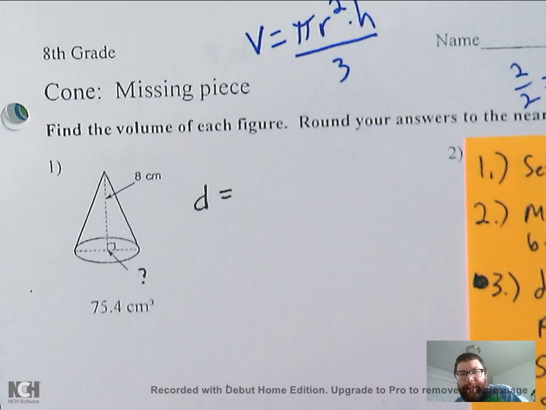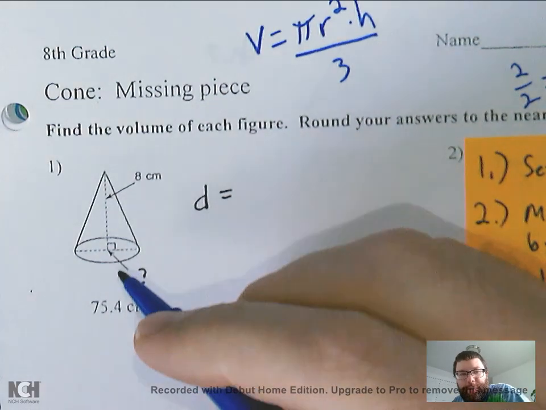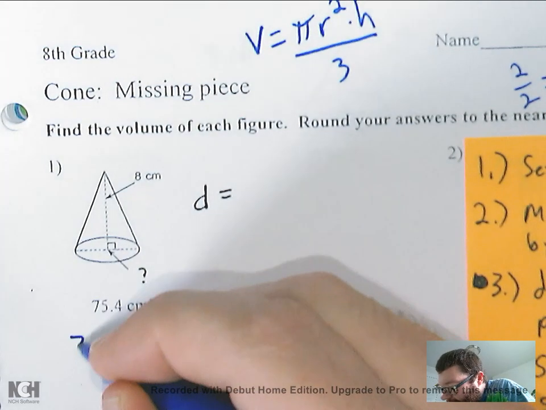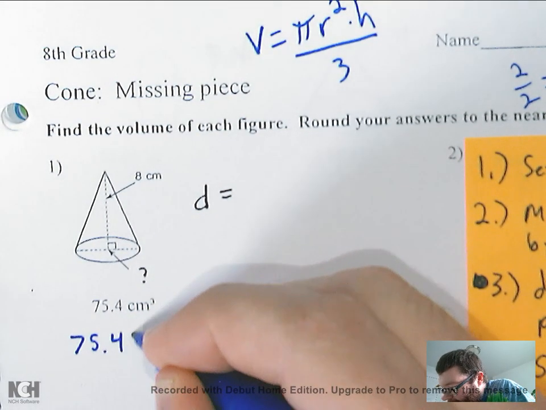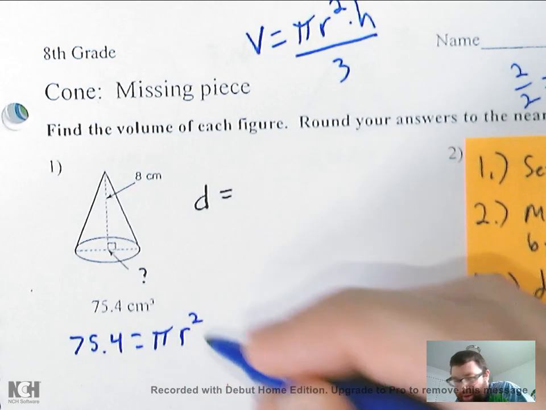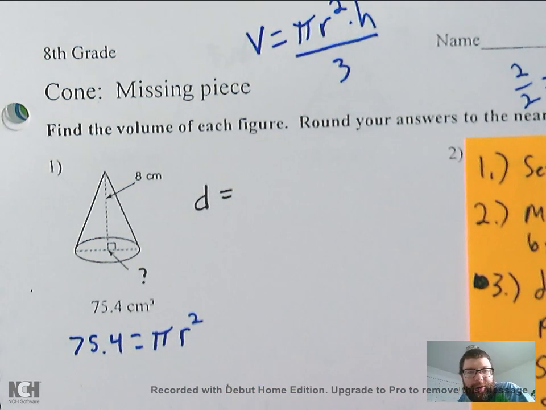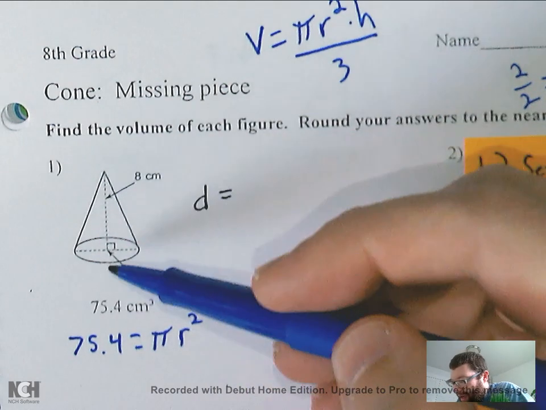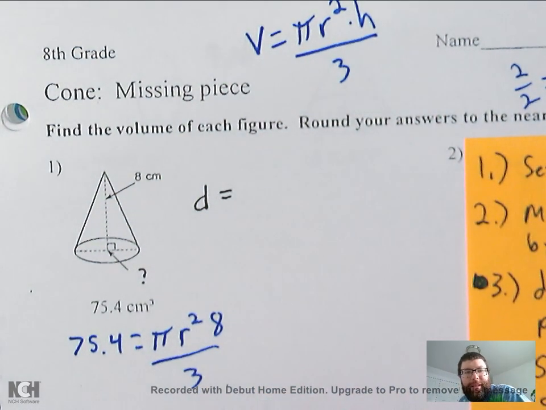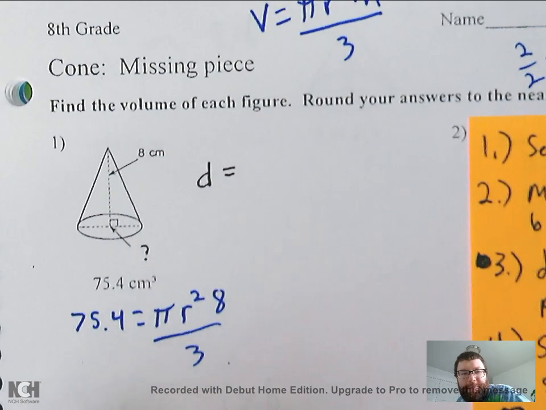So first step always is to set up the equation. I'm going to plug in what I know. So I know the volume, the V, is 75.4. So 75.4 is going to equal pi times the radius squared. I don't know what the radius is, so I just leave it as r squared, times the height, which is 8, all divided by 3. Okay? I have set up the equation now.